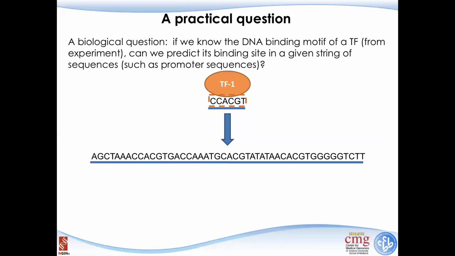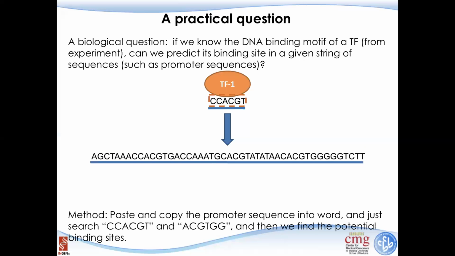How can you do that? You want to use some software or something else? No, you just copy and paste this sequence into a Word file and then search CCACGT. You may get some site. Or you may search the reverse complement of CCACGT, which is ACGTGG. And maybe you can find more here.